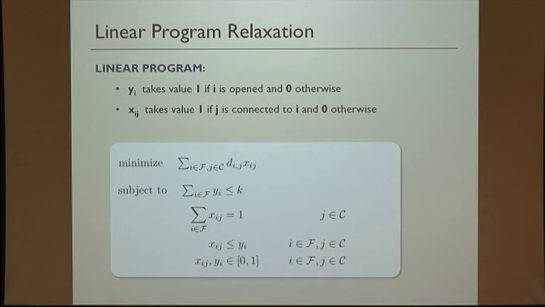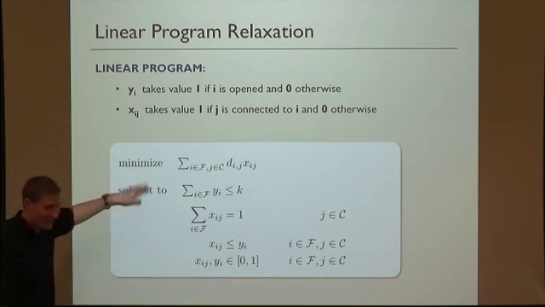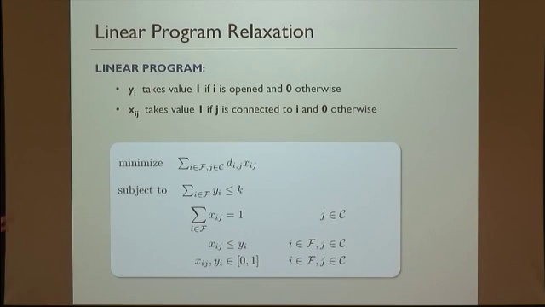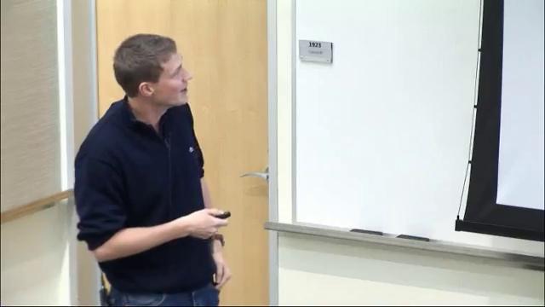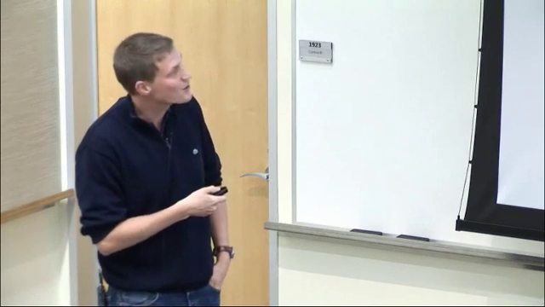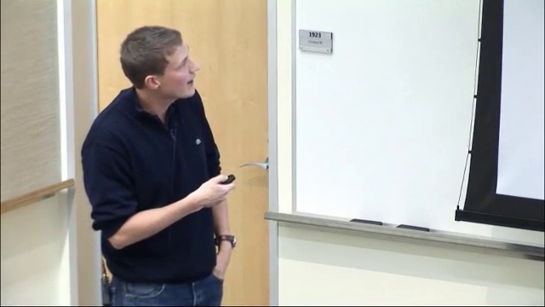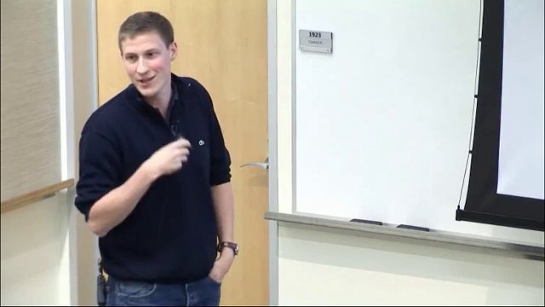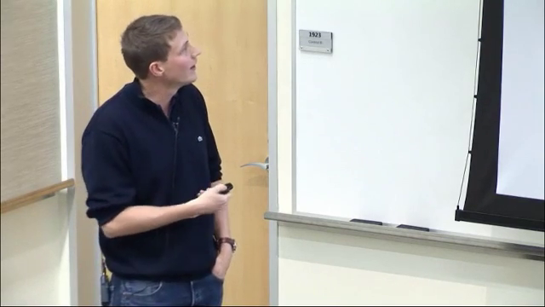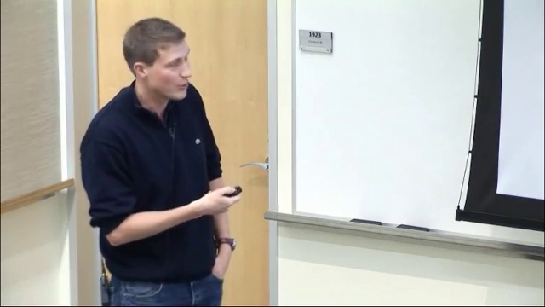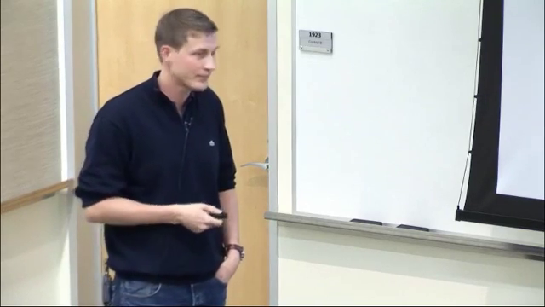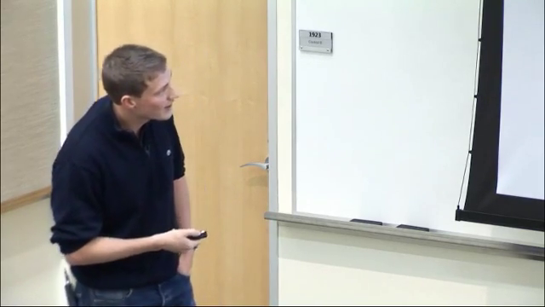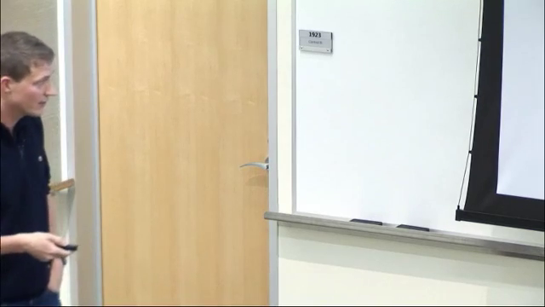Okay, so probably most people don't like linear programs, but you will not need to understand the linear program in this talk. I just wrote it here. To understand these approaches, you need to understand that there are variables yi, which should take value 1 if we open that facility, and variables xij that take value 1 if j is connected to i. The objective function is just the sum of the connection costs.